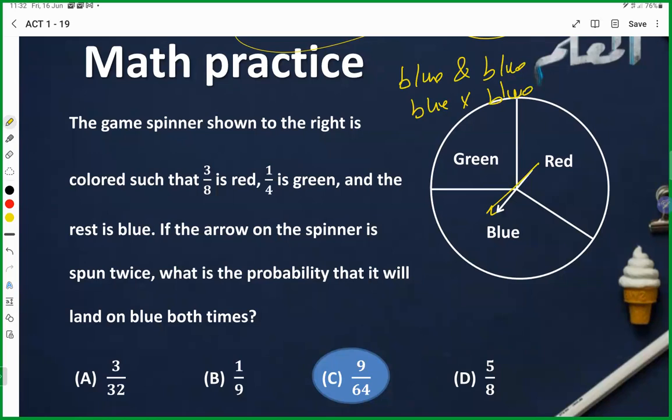So in this case, the red is 3/8 and the green is 1/4. And the probability of all the outcomes is equal to 1. 1 minus 1/4 minus 3/8 is equal to 3/8. So in this case, if I want to get blue twice, it's 3/8 times 3/8, that's equal to 9 over what? 64.